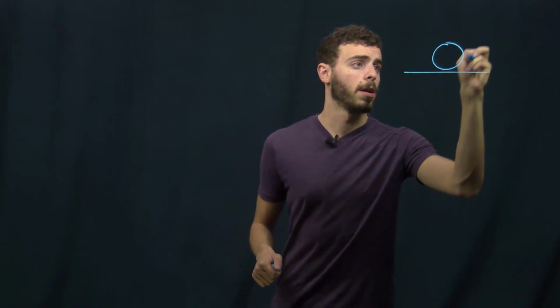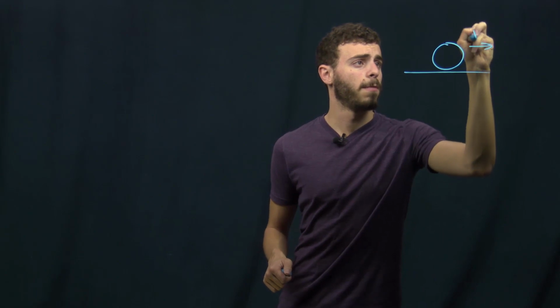Hi guys, in today's video we're going to be looking at motion where we have both rotation and translation. Particularly, we're going to be worried about the case where we have rolling with and without slipping. So today the scenario we'll have is a bowling ball which will be rolling along a surface.